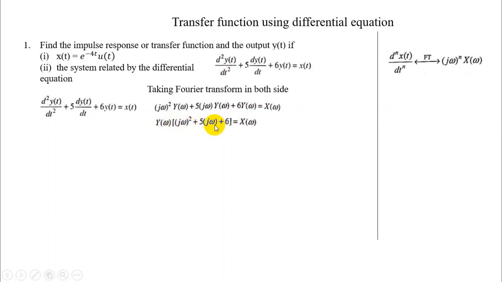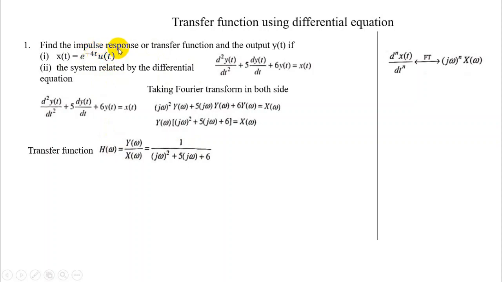After that, the transfer function, as I have said, is nothing but the ratio of output and input. Y(omega) is the output of the system in the frequency domain, and X(omega) is the input of the system in the frequency domain. These two ratio can be determined from this equation. Basically Y(omega) divided by X(omega) is equal to 1 divided by this expression, which is easy to determine. So one part of this question is solved here.